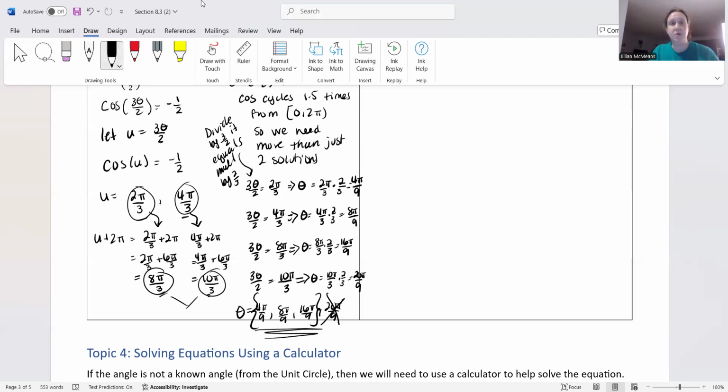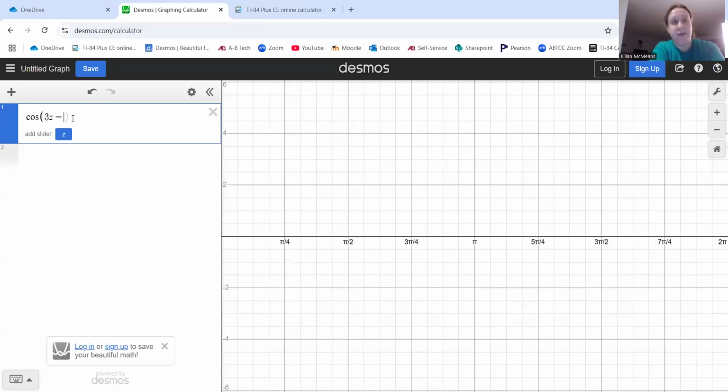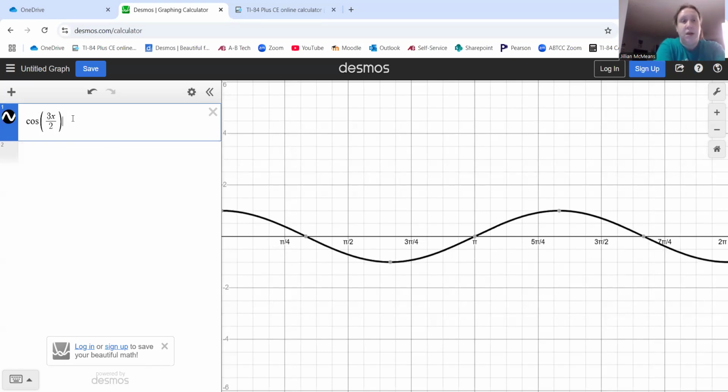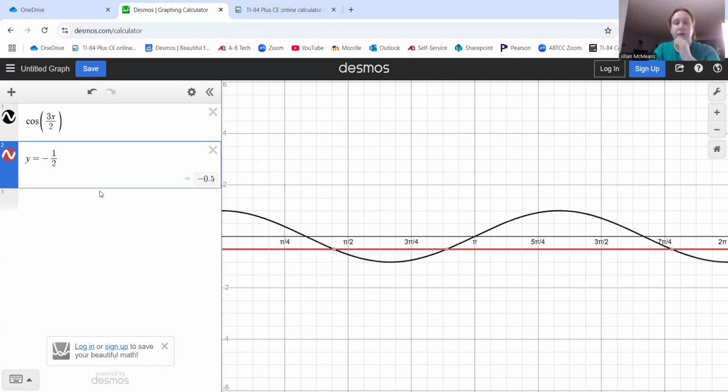Okay, and if we were to graph this, we want cosine of 3 theta over 2 equals -1/2. If I were to graph this, I would graph cosine of 3x divided by 2, and I want it to intersect y equals -1/2. And so we can see that we have 4 pi over 9, 8 pi over 9, and 16 pi over 9. And this is again from 0 to 2 pi, so you could see that that 20 pi over 9 would have been outside of the 2 pi range, okay?